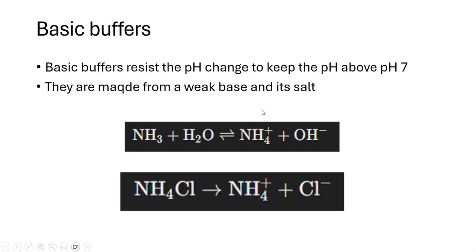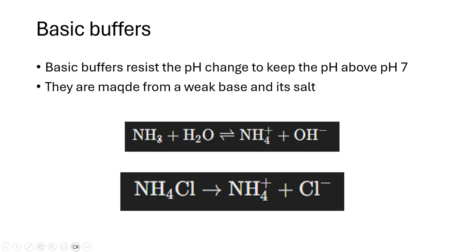Basic buffers. So basic buffers will resist the pH change to keep it above pH 7, so to keep the conditions basic. And so they're actually made from a weak base and its salt. Same way how we had a weak acid and its salt, we've got a weak base and its salt. So ammonia here is a weak base. I said earlier, it doesn't even have a hydroxide group. And the salt for ammonia will be ammonium chloride, NH4Cl.